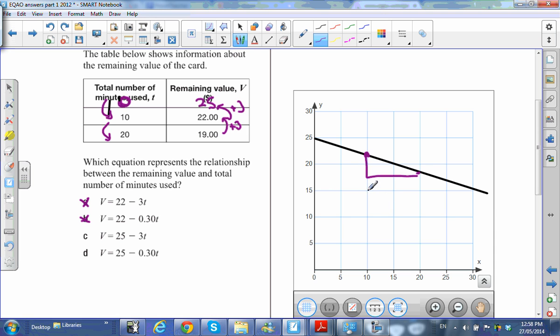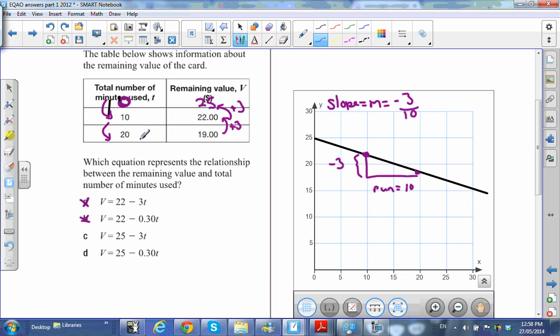So the run, again, a lot of people call this 2, but look at the scale. So the run here is 10, and the rise here is actually -3. So going from this dot to this dot, we had to go down 3, and then over 10. So my slope, or my m, is equal to -3 over 10.